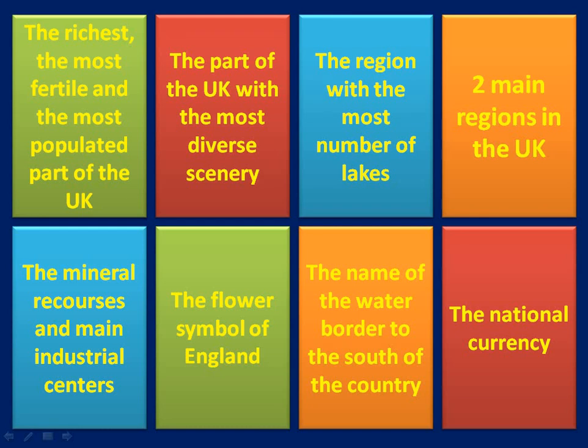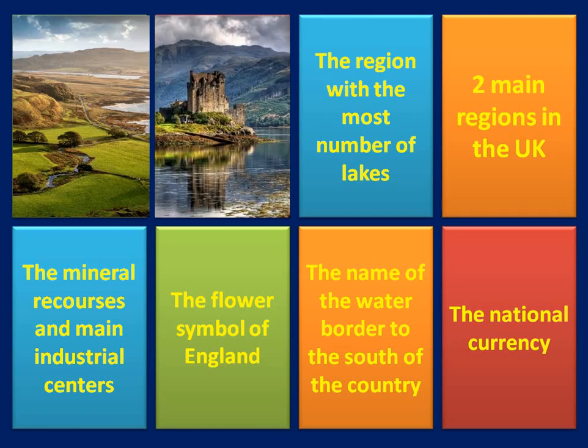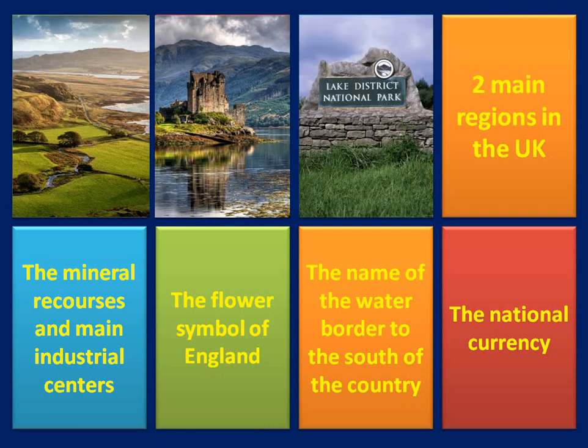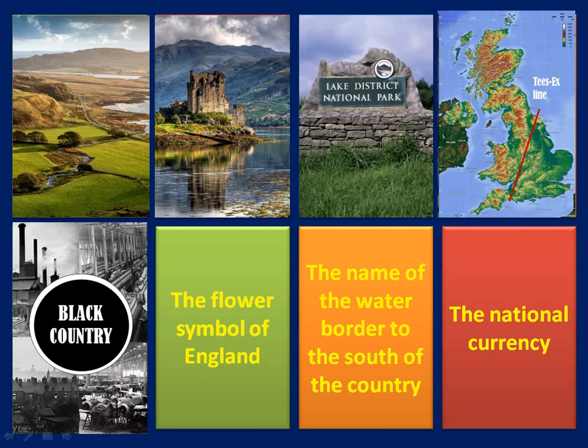The richest, the most fertile and the most populated part of the UK is, of course, England. The part of the UK with the most diverse scenery is called Scotland. The region with the most number of lakes is Lake District. Two main regions in the UK are called Highland Britain and Lowland Britain. The mineral resources and main industrial centers. The mineral resources in the country are coal and oil, and the main center is called Black Country.